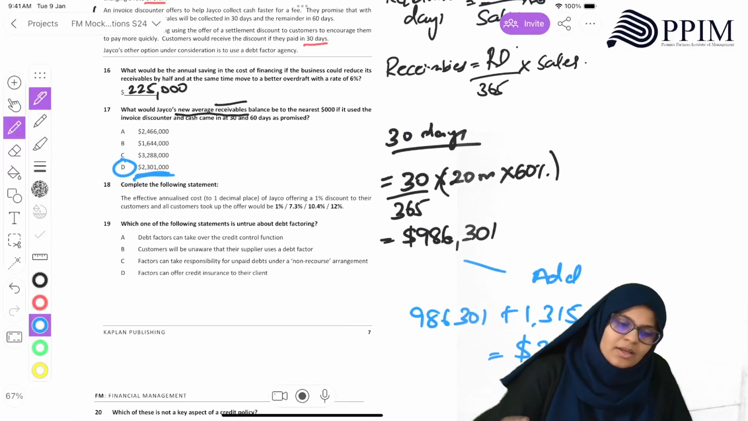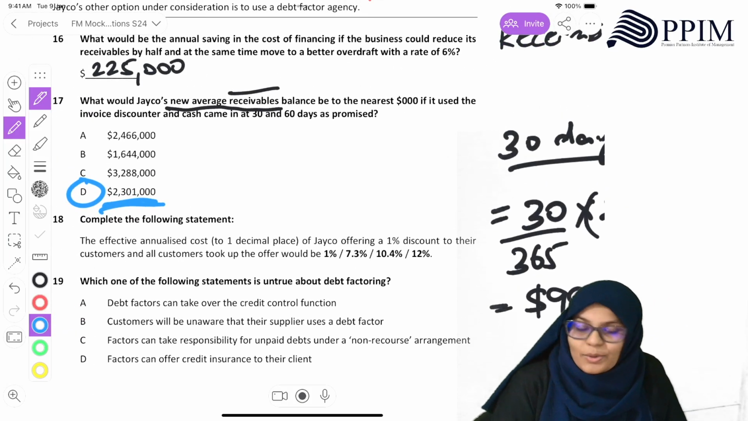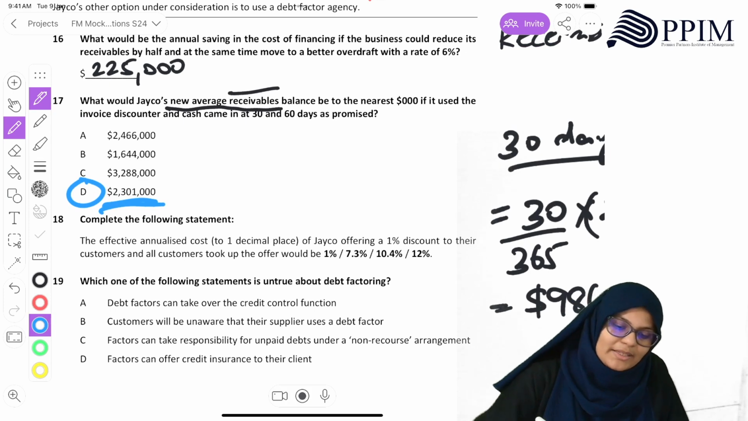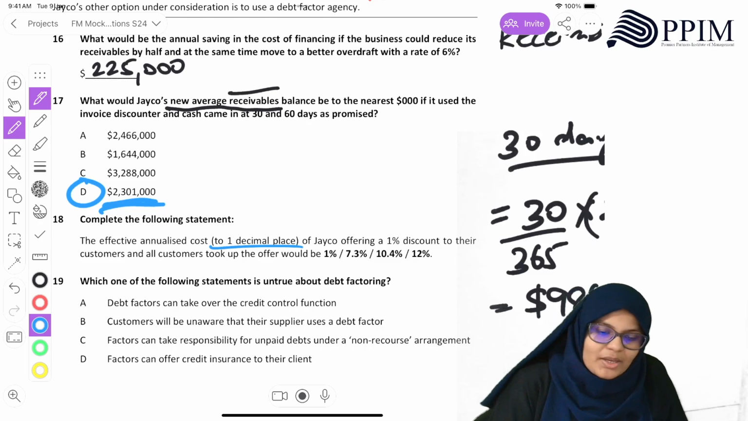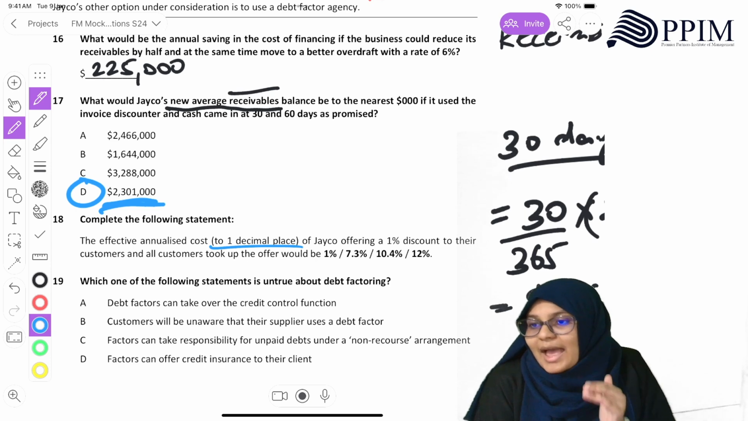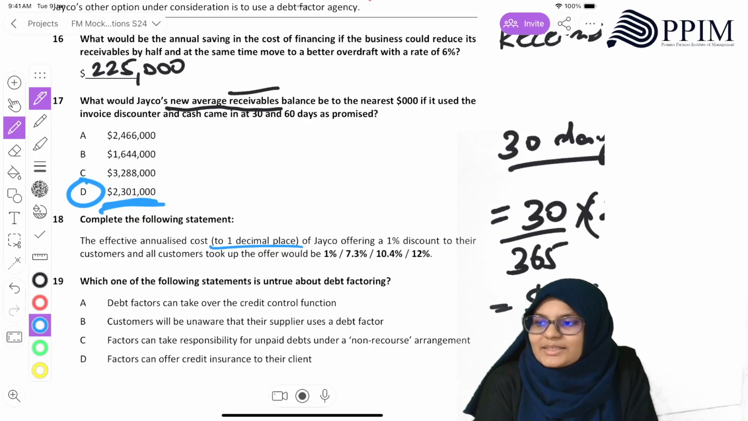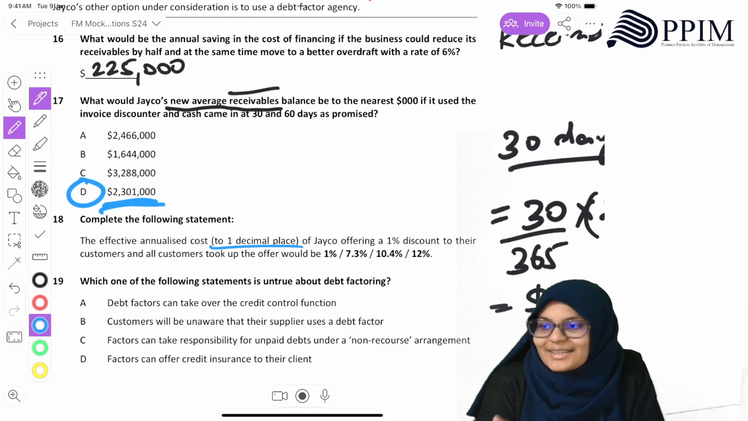18th is saying complete the following statements, the effective annualized cost to one decimal place. So again, one decimal place means you have to give it to that 1 dp of JCO offering a 1% discount to their customers, and all customers took up the offer would be how much? So they're saying what is the annual cost if this company gives a 1% discount and all their customers took up that discount.